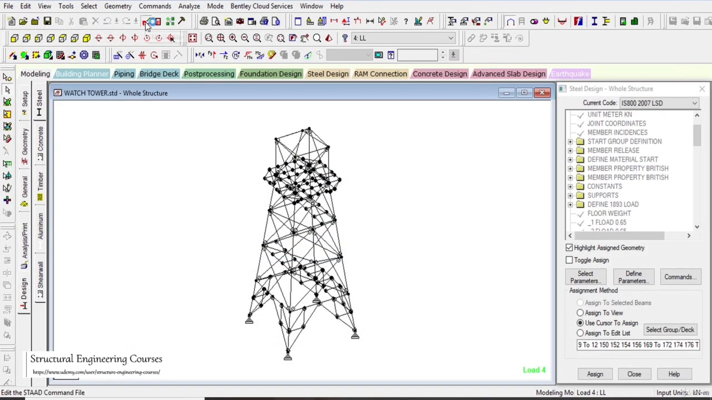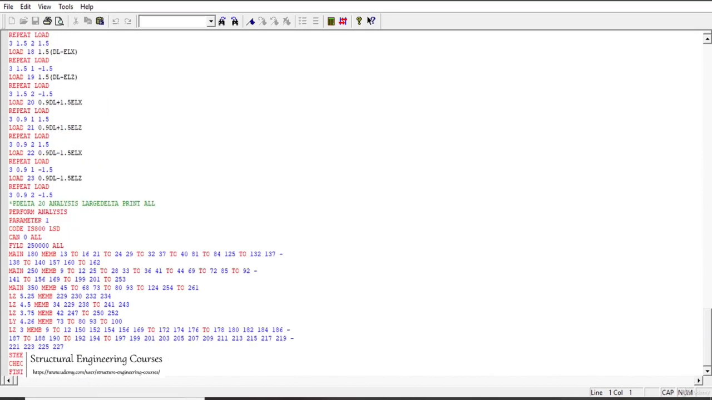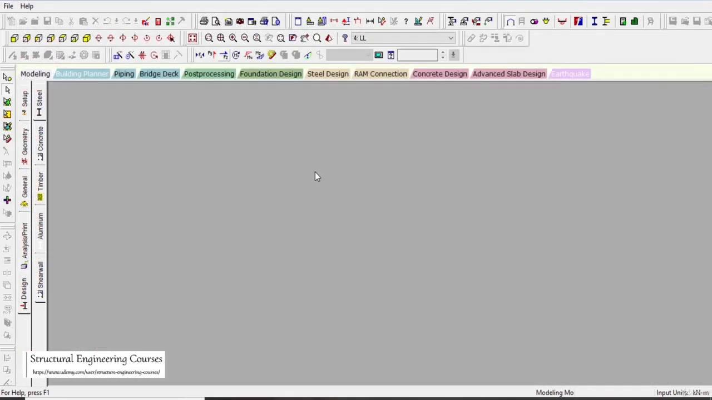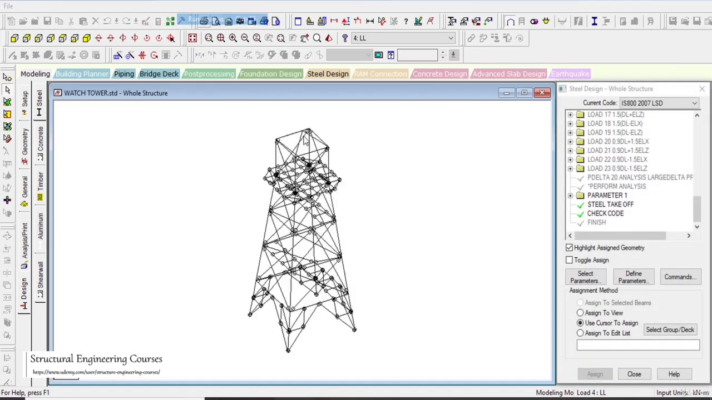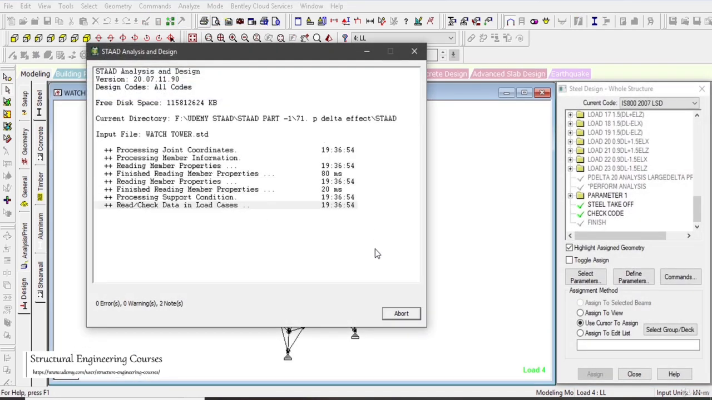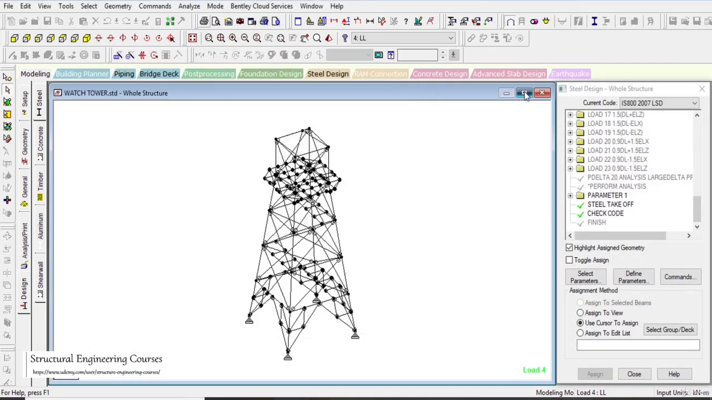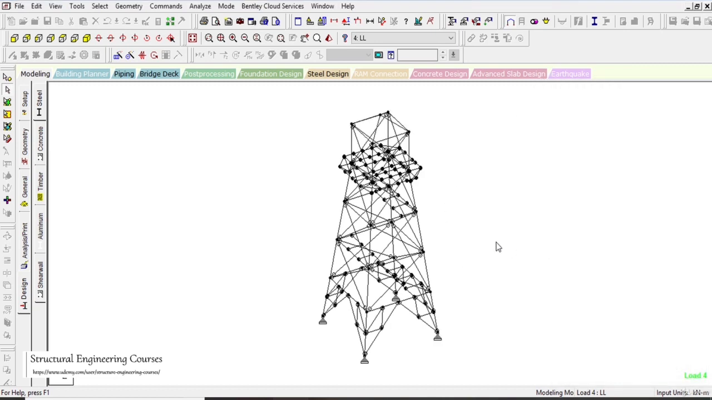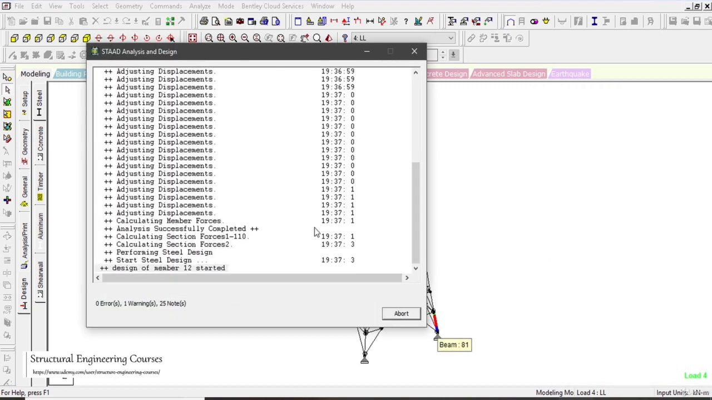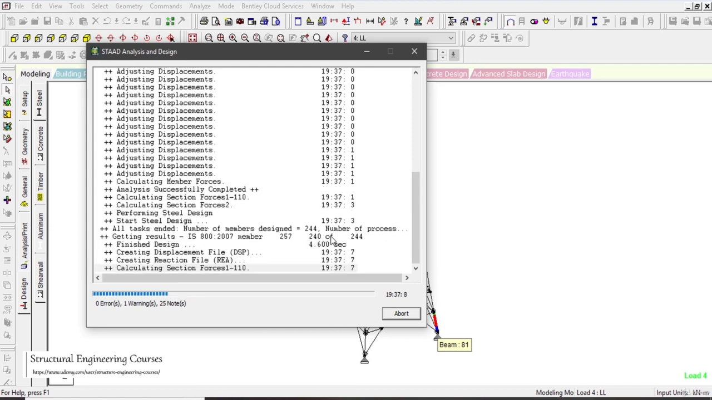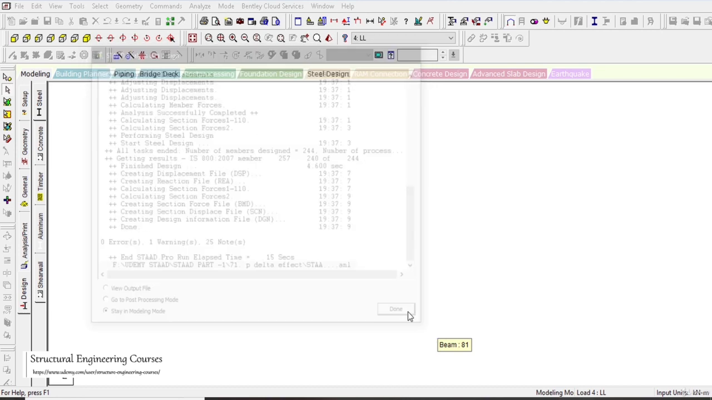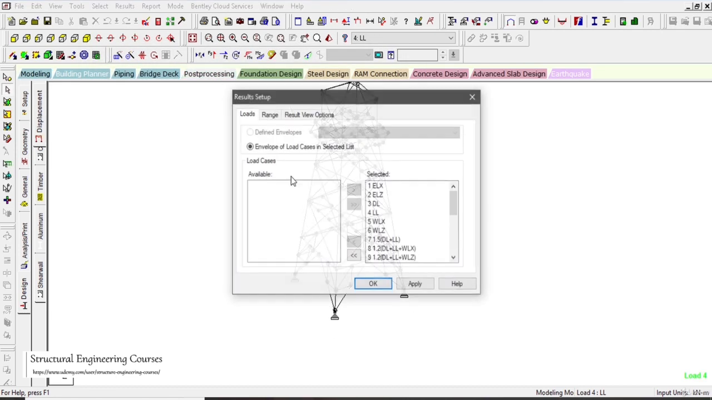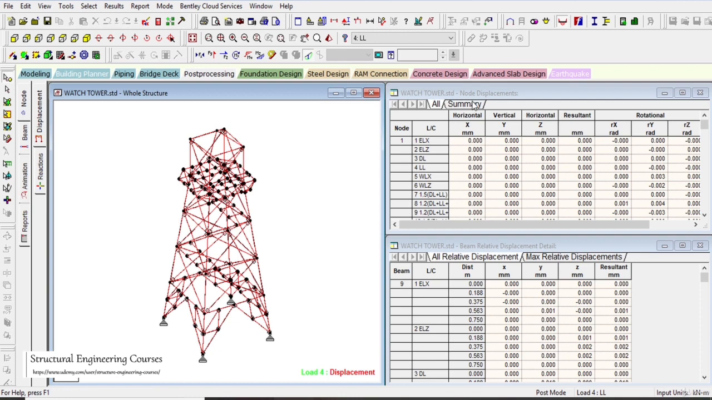So we can go to this editor file again. Here we can switch on this command and switch off this command. Again we can go to the analysis and then run the analysis to check what exactly is the scenario, which members are passing and which members are failing in the design. So we can go to the post processing to see the overall structural stability.